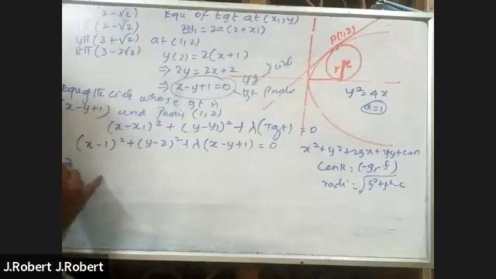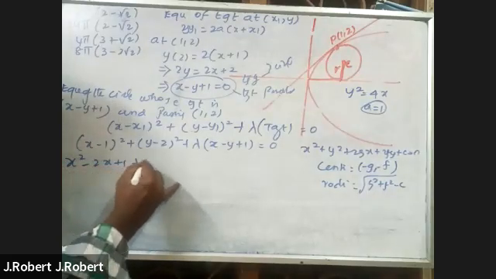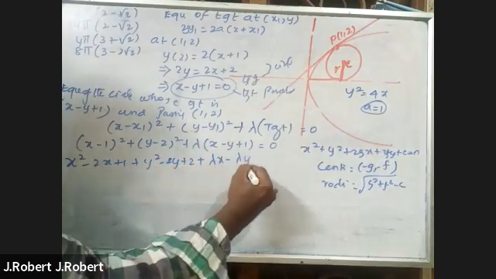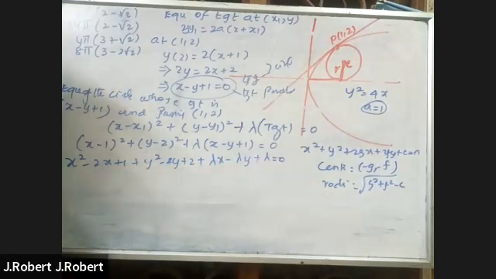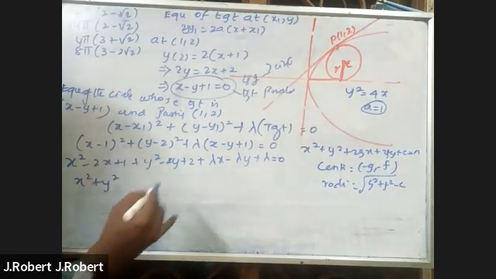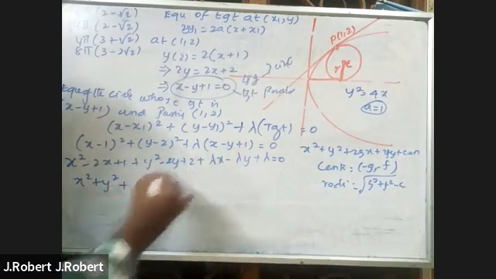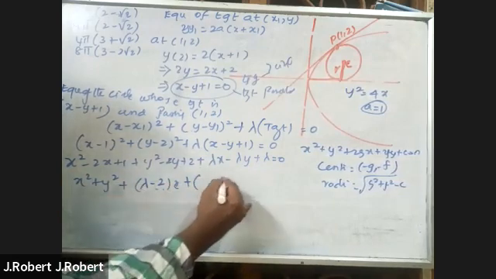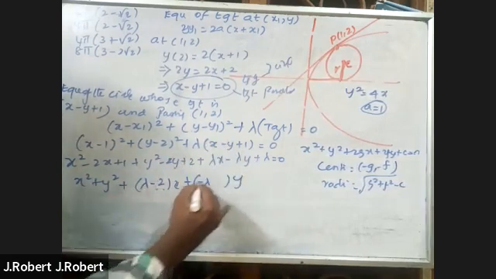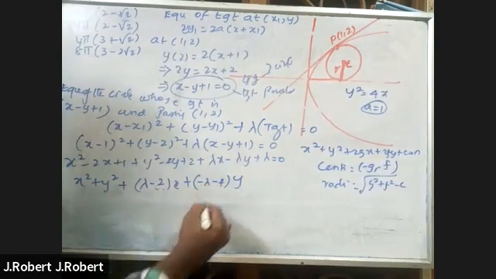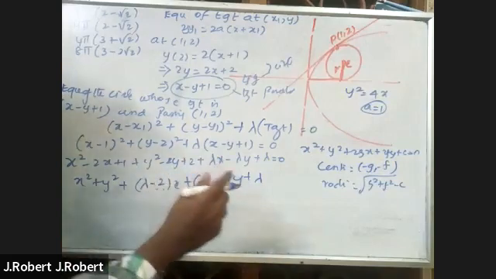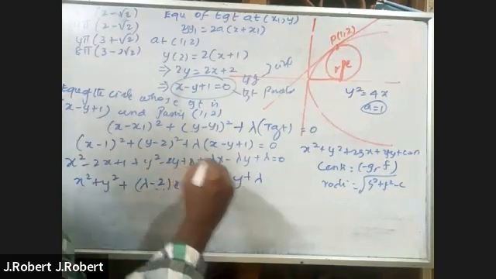Now expand this: x square minus 2x plus 1 plus y square minus 4y plus 4 plus lambda x minus lambda y plus lambda equal to 0. Now I'm splitting in terms of x and y. The x square plus y square is written as it is. If I take x common, we have lambda minus 2. If I take y common, here we have minus lambda minus 4. And the constant term is lambda plus 1 plus 4, which is lambda plus 5.